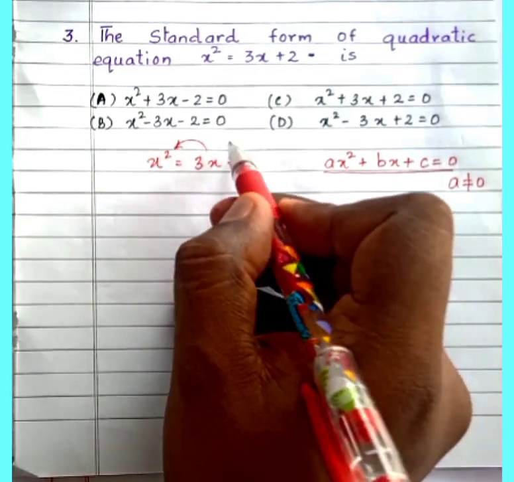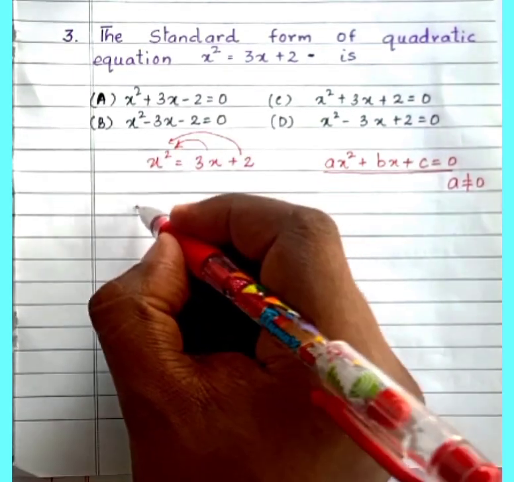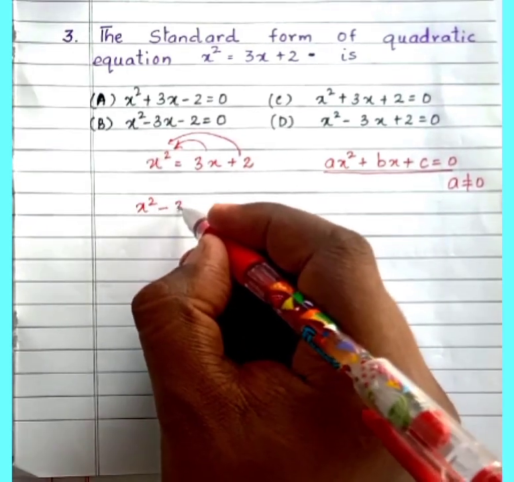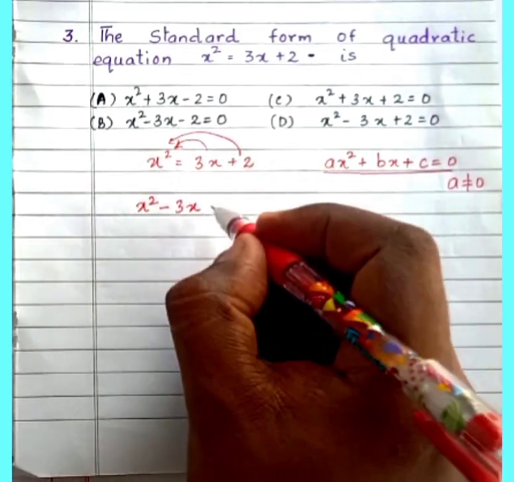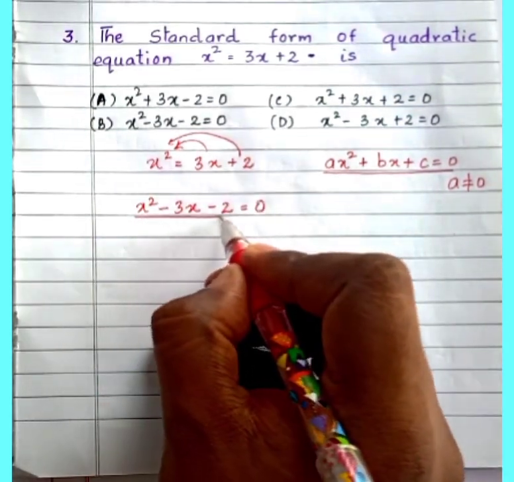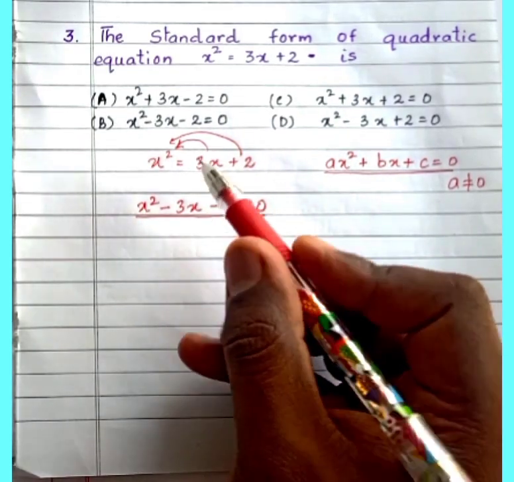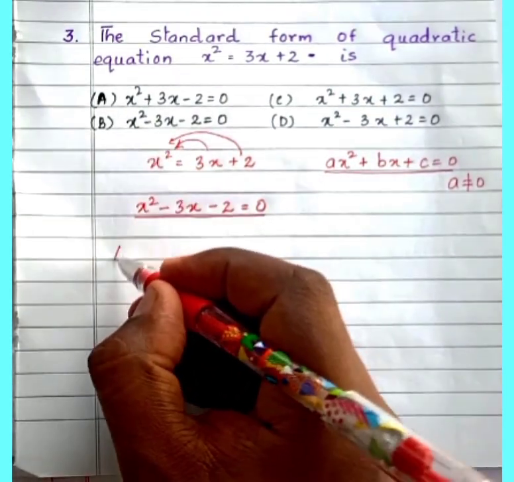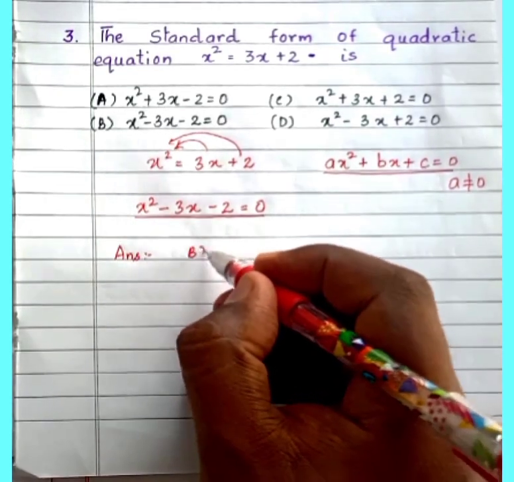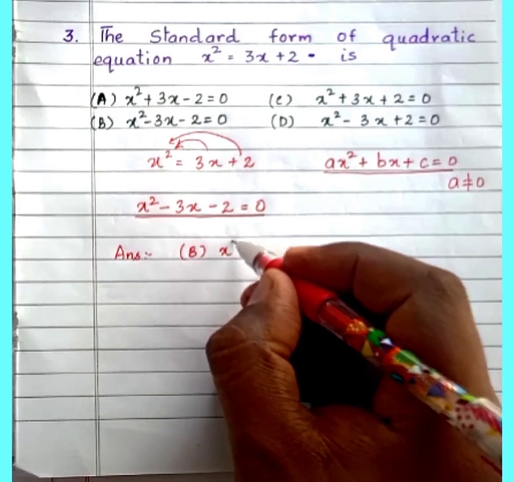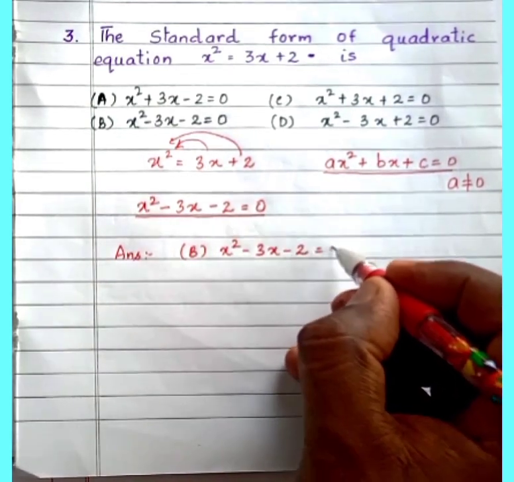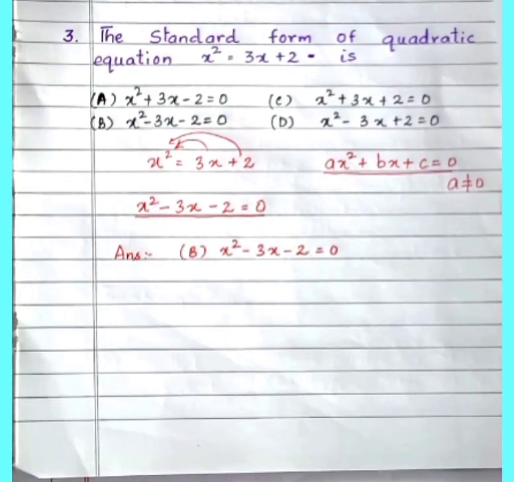Now shift the RHS terms to LHS to convert the given quadratic equation into standard form, that is x square minus 3x minus 2 equals 0. Plus 3x, after shifting, becomes minus 3x, and plus 2, after shifting, becomes minus 2. It is the standard form of the quadratic equation. Therefore, the correct answer is option B. X square minus 3x minus 2 is the standard form of the quadratic equation.